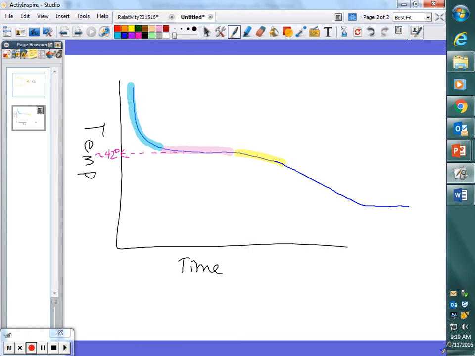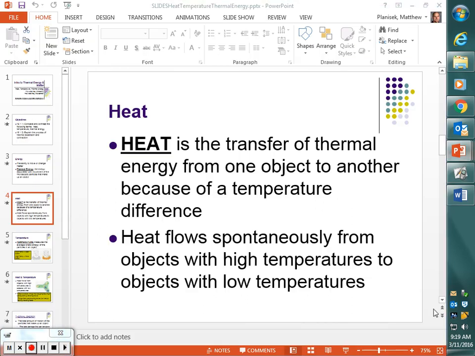The temperature of the solid lauric acid will continue to go down until when? Until it reaches what temperature? The temperature of the room, right? We said that heat is the transfer of thermal energy from one object to another because of a temperature difference. Heat flows spontaneously from objects with high temperatures to objects with low temperatures. Until when? Until they're the same temperature.